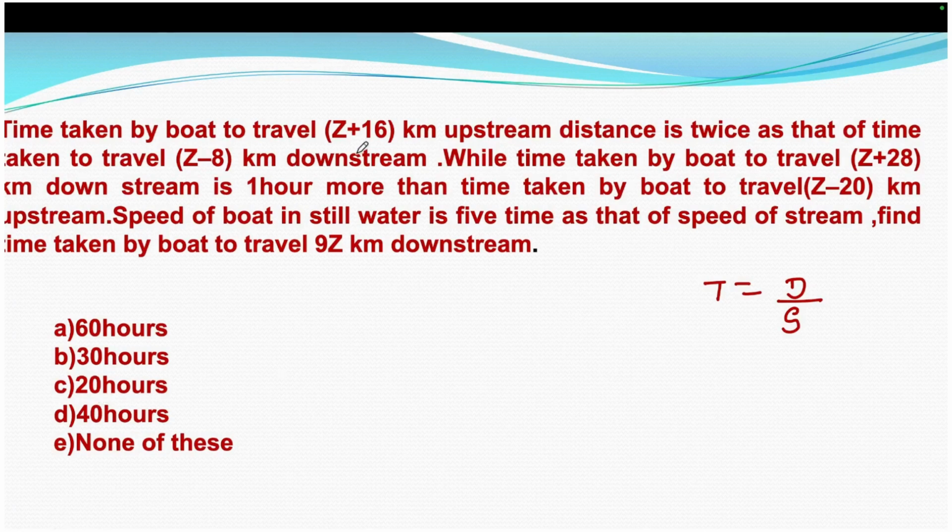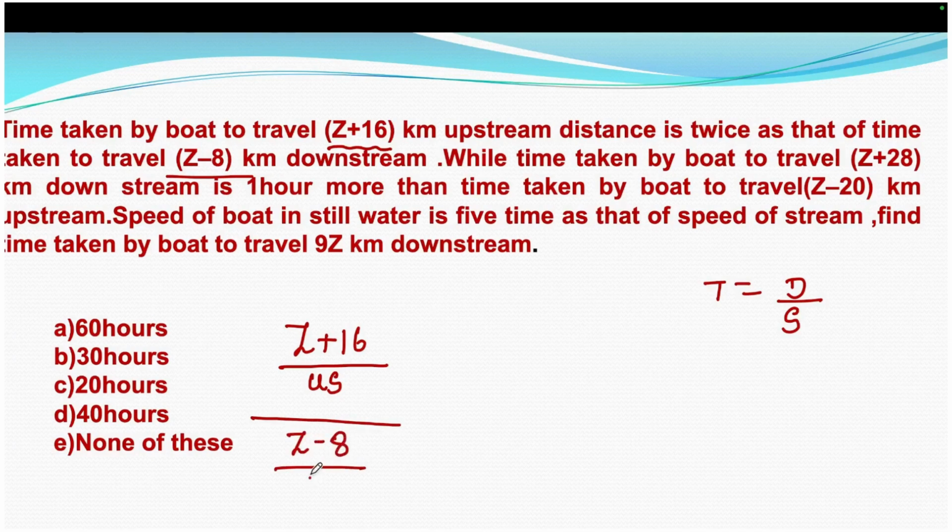First, according to this statement, the time taken to travel Z plus 16 kilometer upstream, time is distance by speed. So Z plus 16 kilometer I am traveling upstream with the upstream speed. Upstream speed I don't know, so I will just write it as US. It is twice that of the time taken to travel Z minus 8 kilometer downstream. I'm traveling Z minus 8 kilometer downstream with the downstream speed.